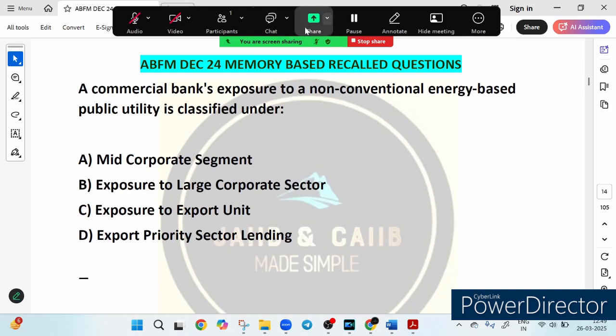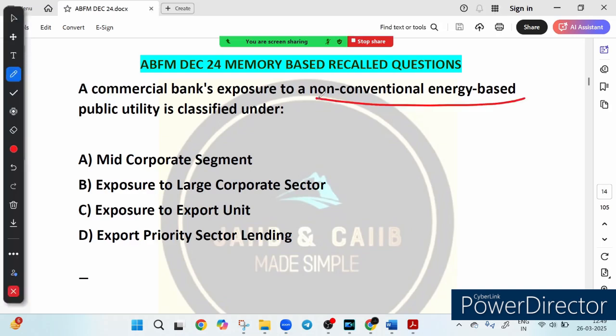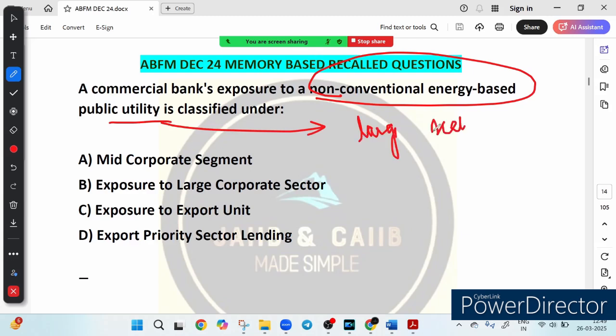So first of all, you must understand the meaning of this so-called non-conventional energy-based public utility. You know what it means. These are large-scale projects that produce solar, wind, and hydroelectric power. Since these projects require huge investment, banks must categorize their loans properly.